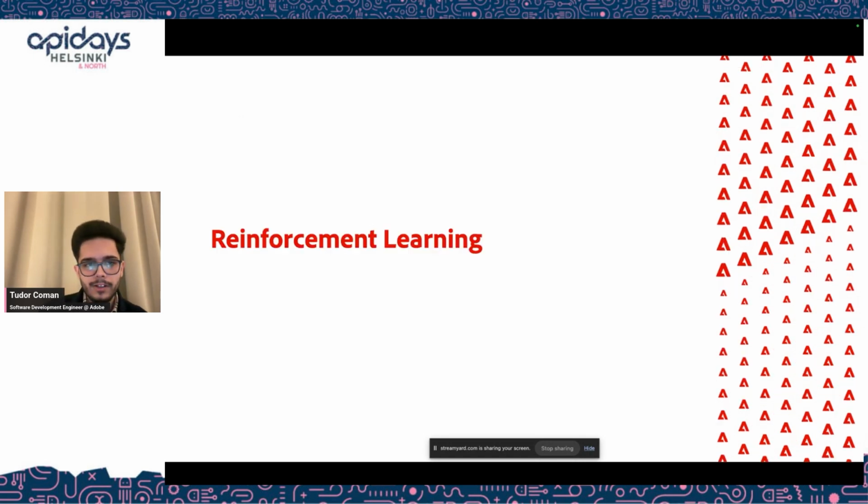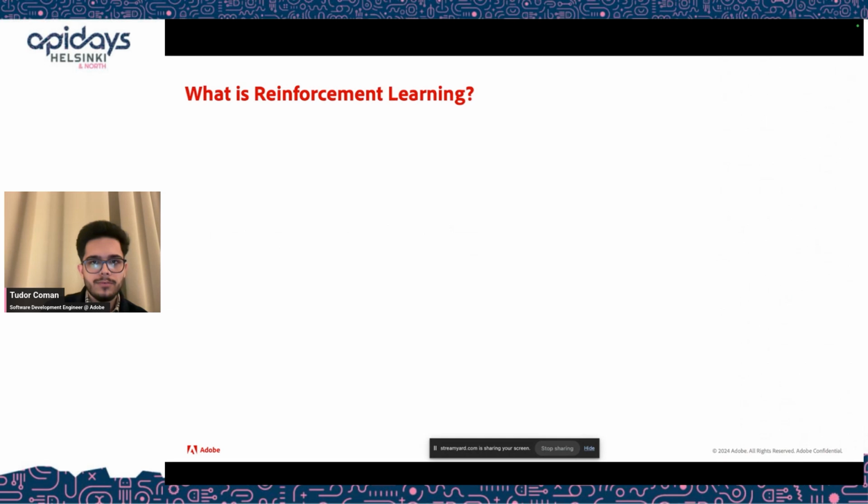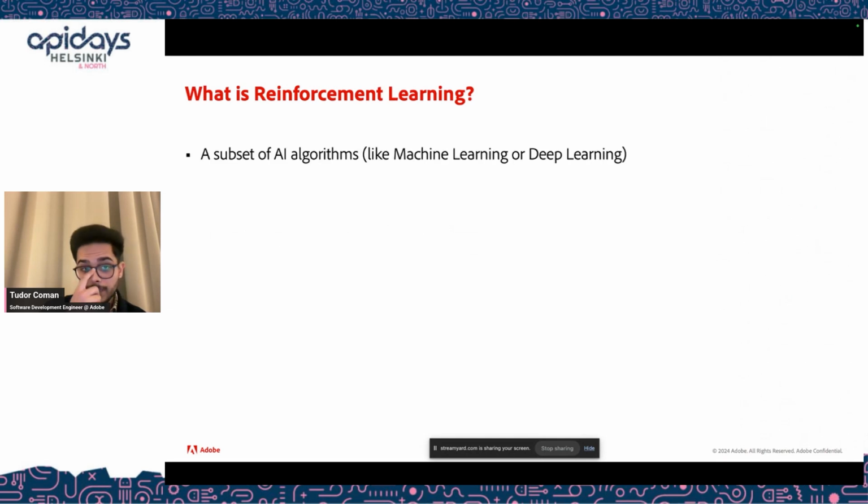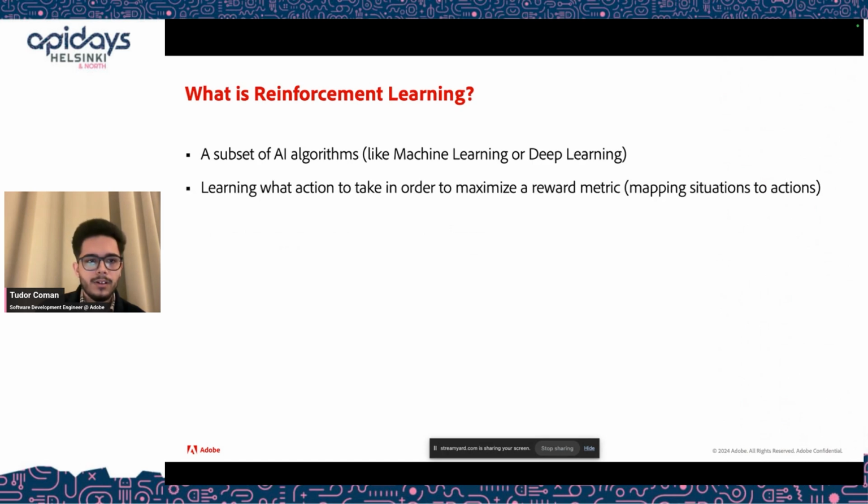So, reinforcement learning. What is reinforcement learning? It's a subset of AI algorithms like machine learning or deep learning. And what this does is basically learning what action to take in order to maximize a reward metric. In simple terms, this would translate in mapping situations to actions.